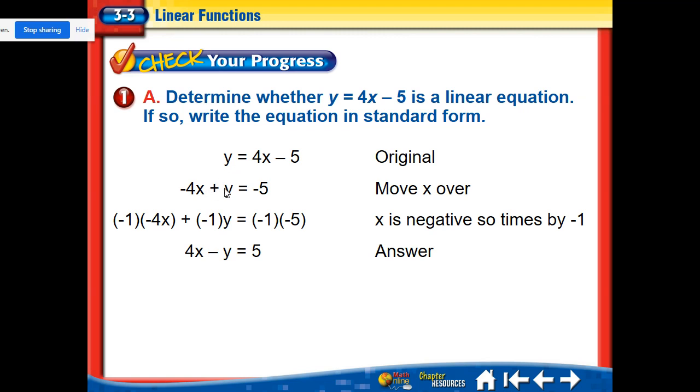This is a positive y, so it's a plus. This -5 means it's -5, so that stays there with it. I'm just moving this 4x over. Now, this would be fine because there's no fractions here, but I can't have a negative x. So remember, when x is negative, you have to times everything by -1. So -1 times each thing. Just like we did 4 times each of them, we have to do -1 times each of them. So -1 times -4 is +4. -1 times y is -y. And -1 times -5 is +5, which is then my answer right here.